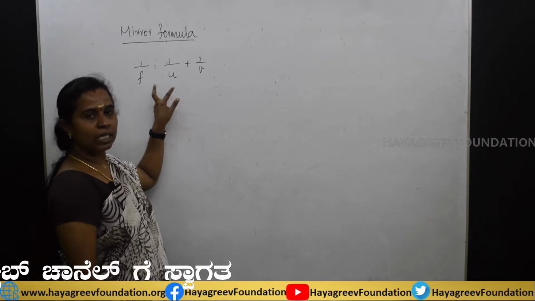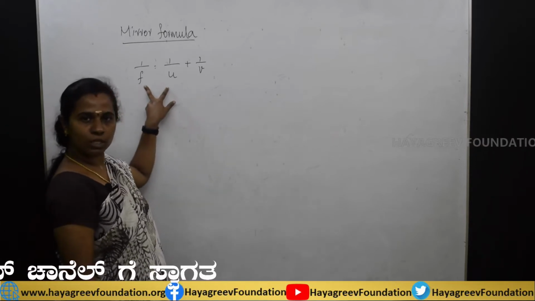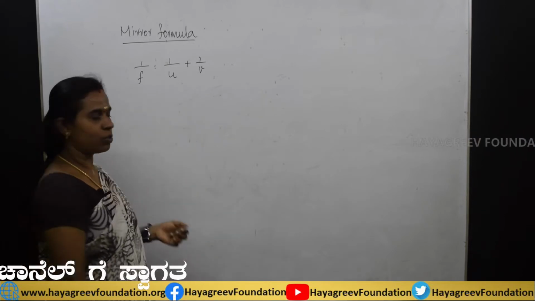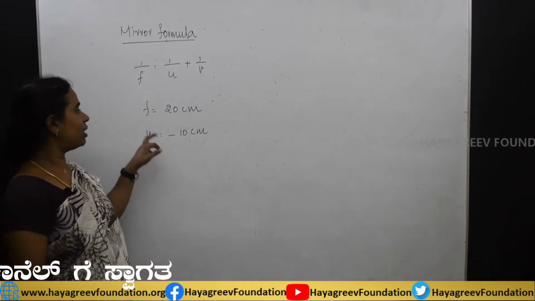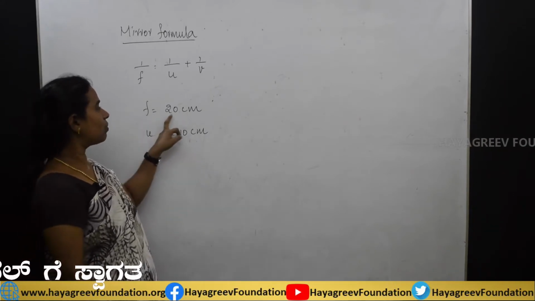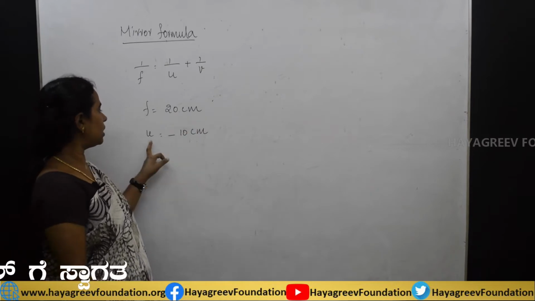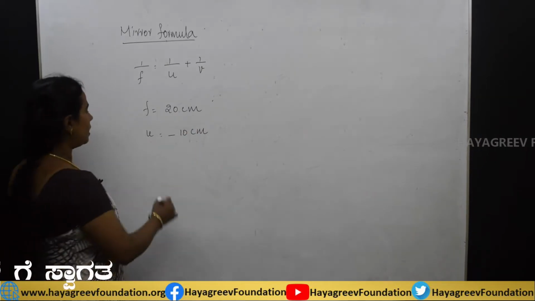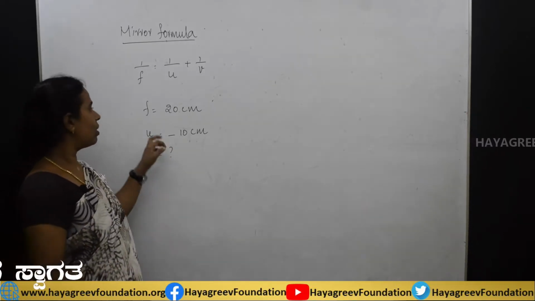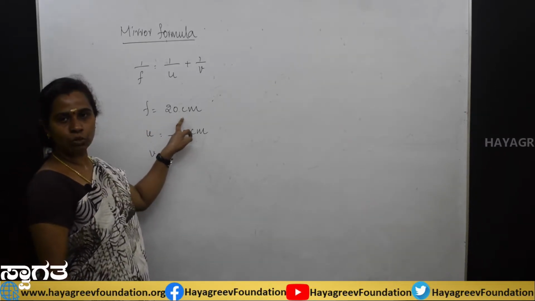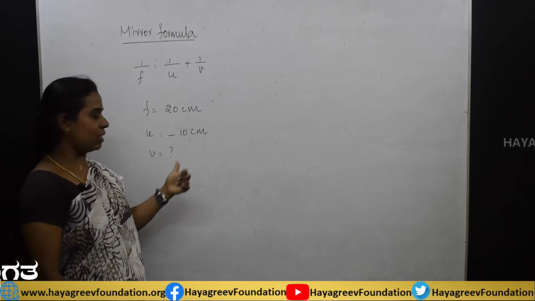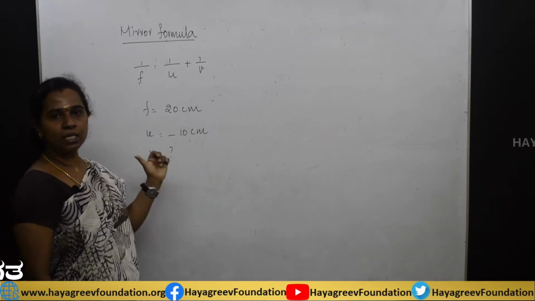In this formula, if any two quantities are known, we can find the other quantity. One small example I am going to give. In a problem, they have given the focal length of the convex mirror as 20 cm. Object distance is -10. Then the unknown quantity is v, the image distance, which we should find. Focal length of a concave mirror is negative, of a convex mirror is positive. Object distance is always negative.